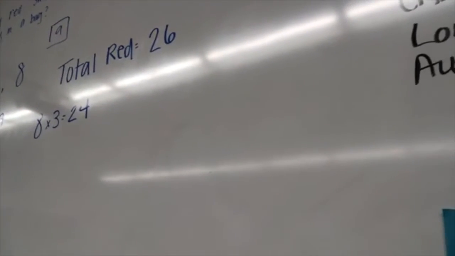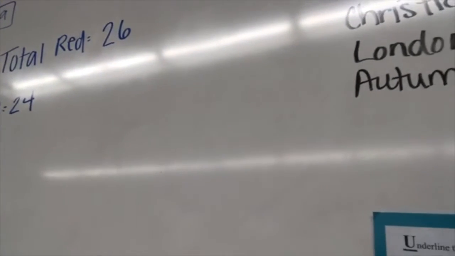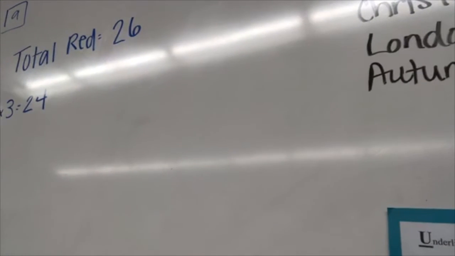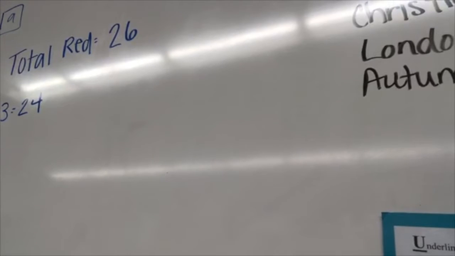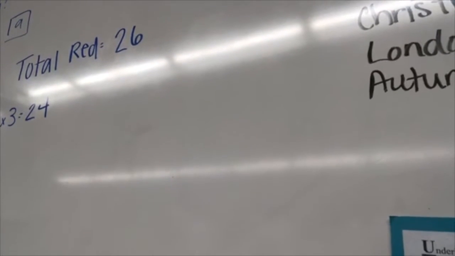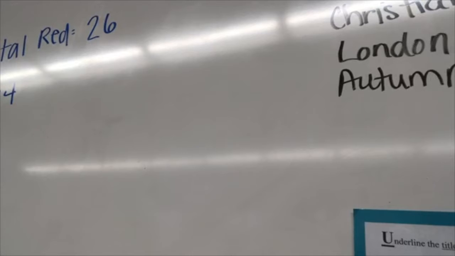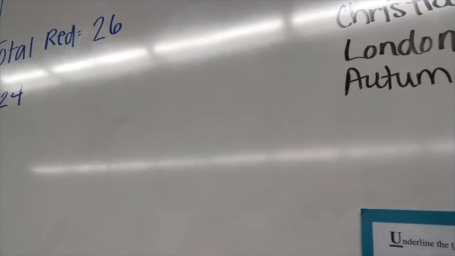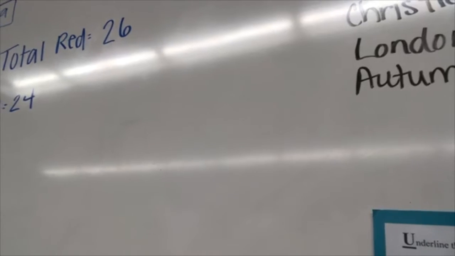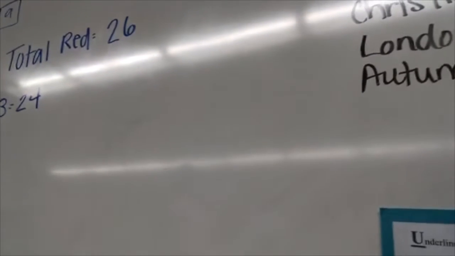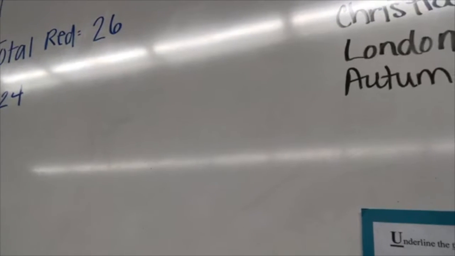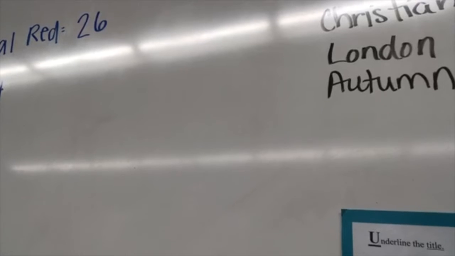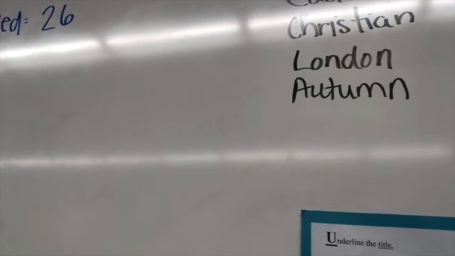4, 5, 6, 7. Okay, I have 6. I have 9. And she has my 9. Okay. So how could we make this even? So you have 6, I have 7, I have 9. And she has 9. So what do you think we need to do?